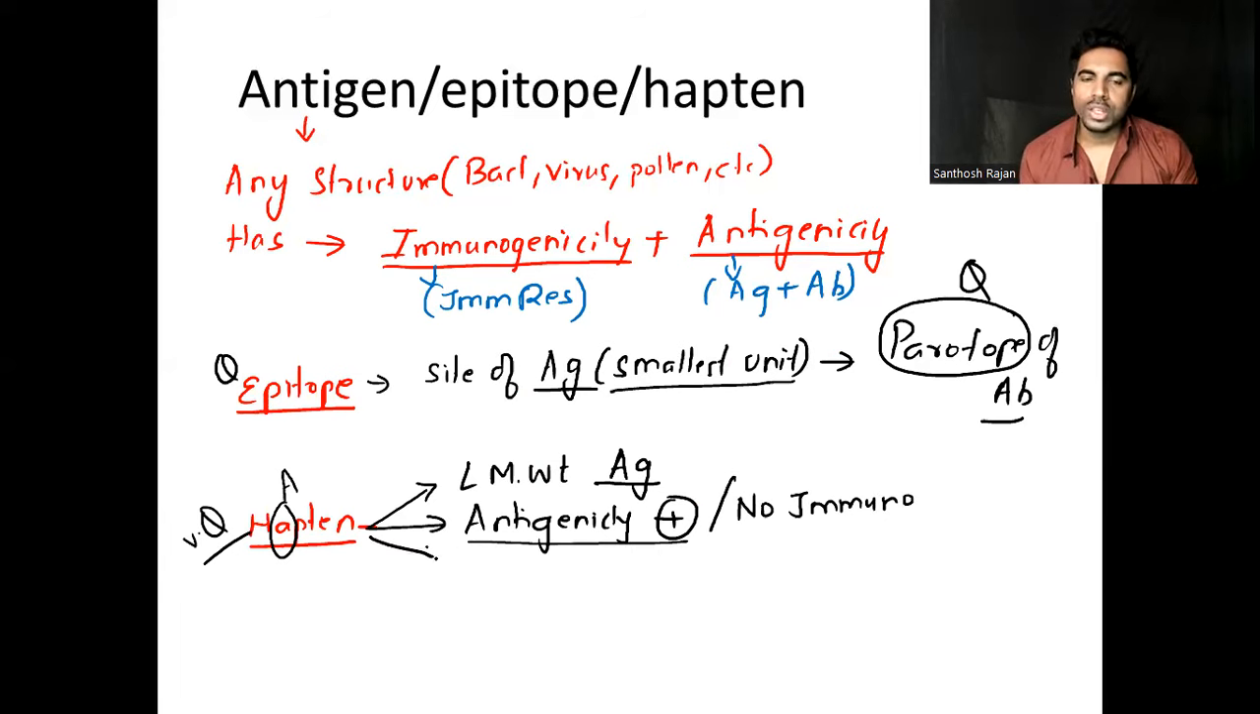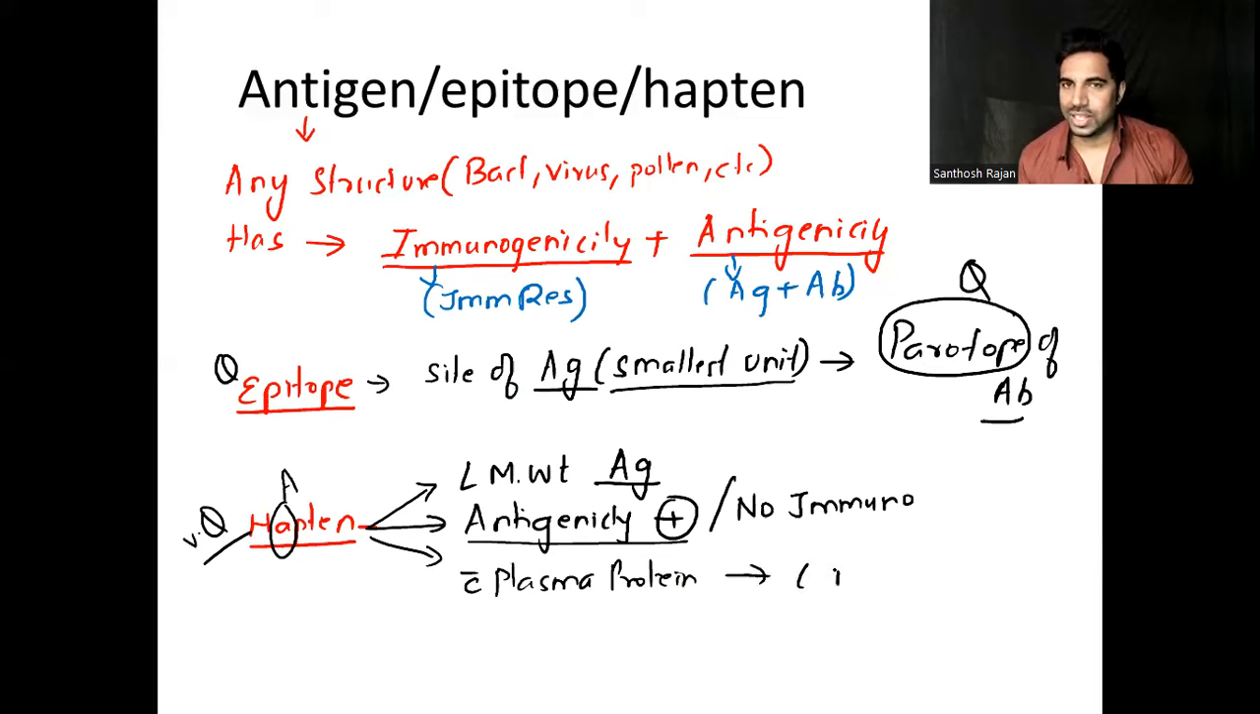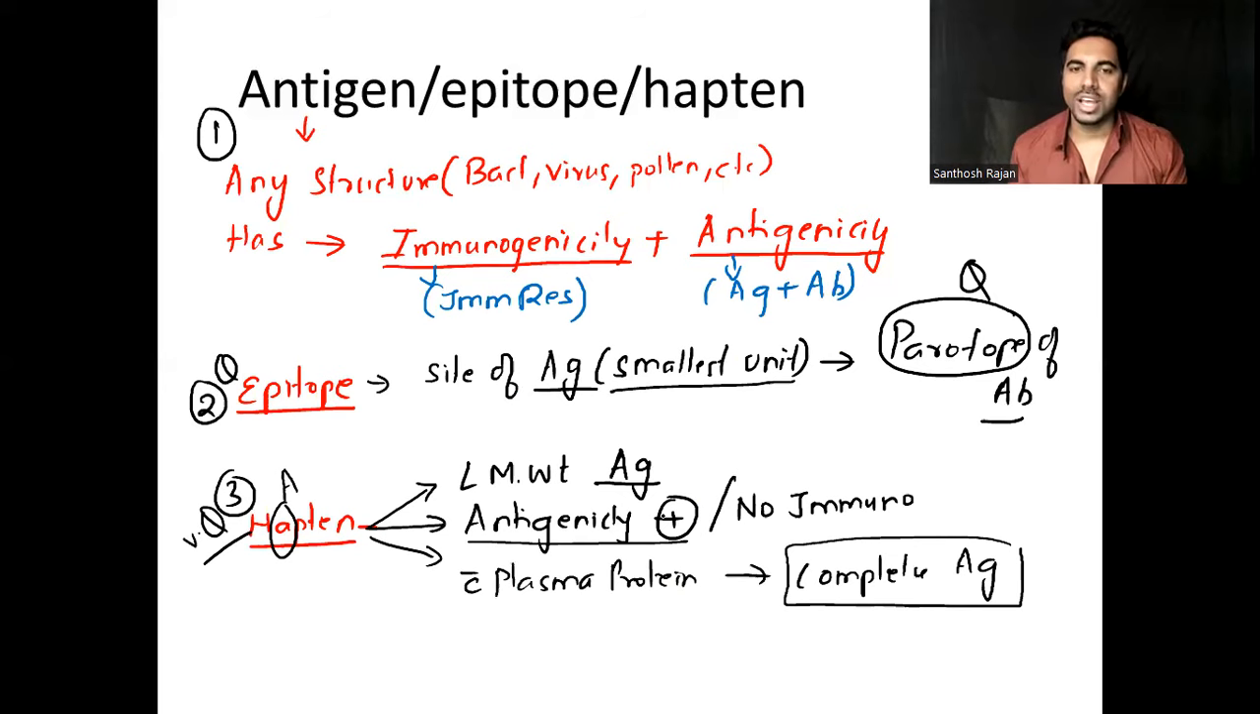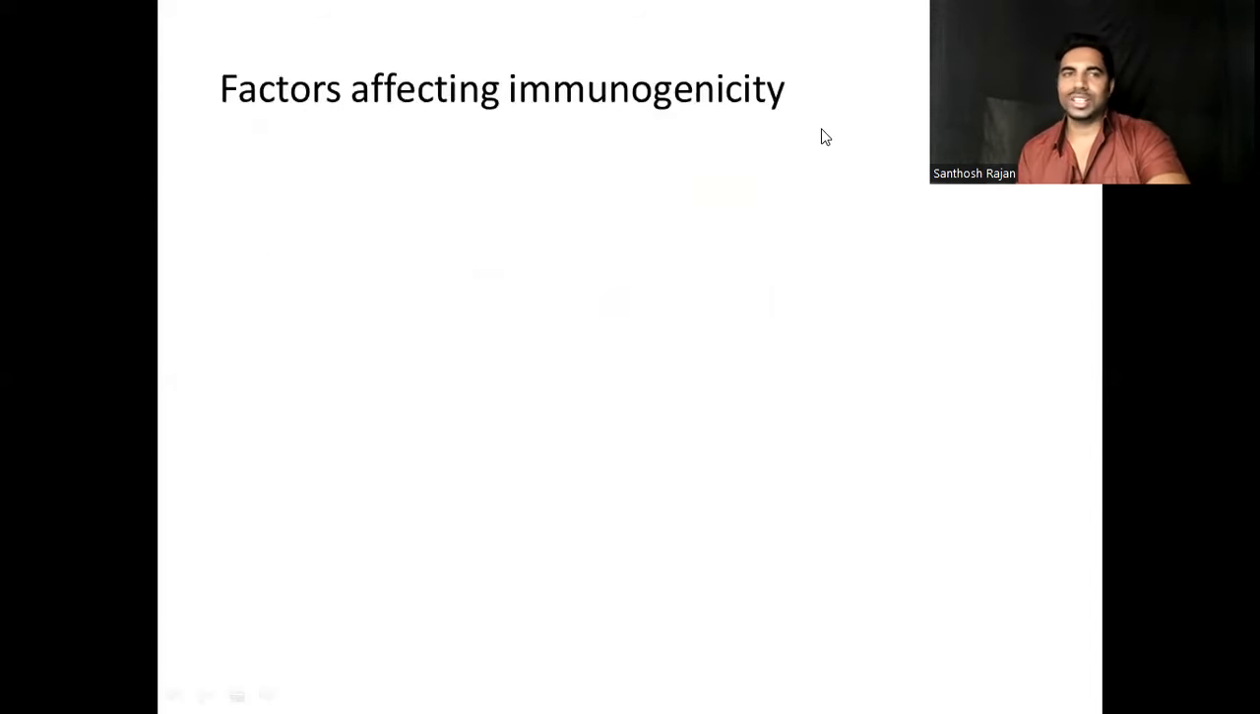Okay. When they combine with the plasma protein, albumin or whatever, they become what? A complete antigen. Remember that. This was a question. So first is the antigen, epitope, and then haptens. You have to know hapten is half. Half means only antigenicity is there, no immunogenicity. And when they combine with the plasma protein, they become a complete antigen. These are the few things you should know: antigen, epitope, and hapten. That's it.